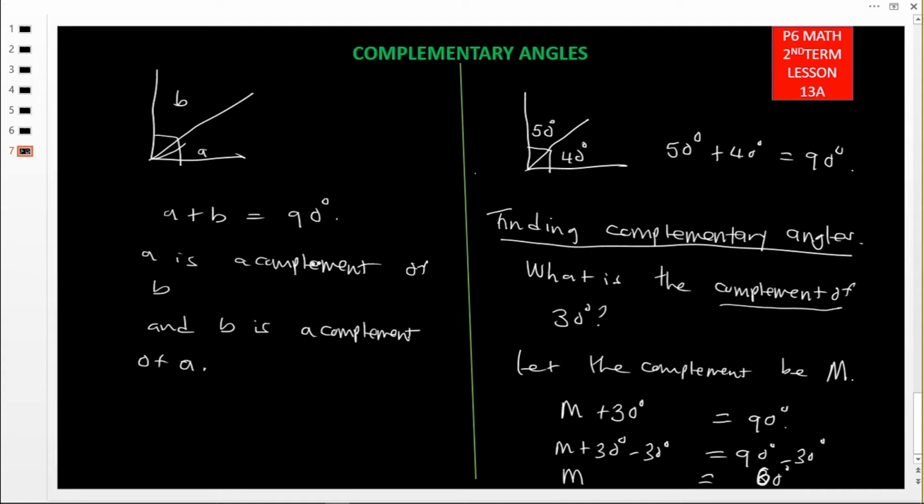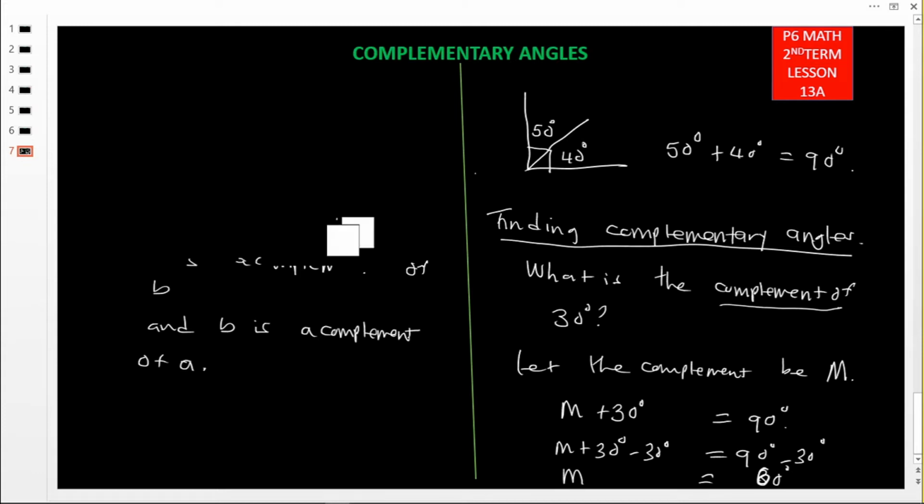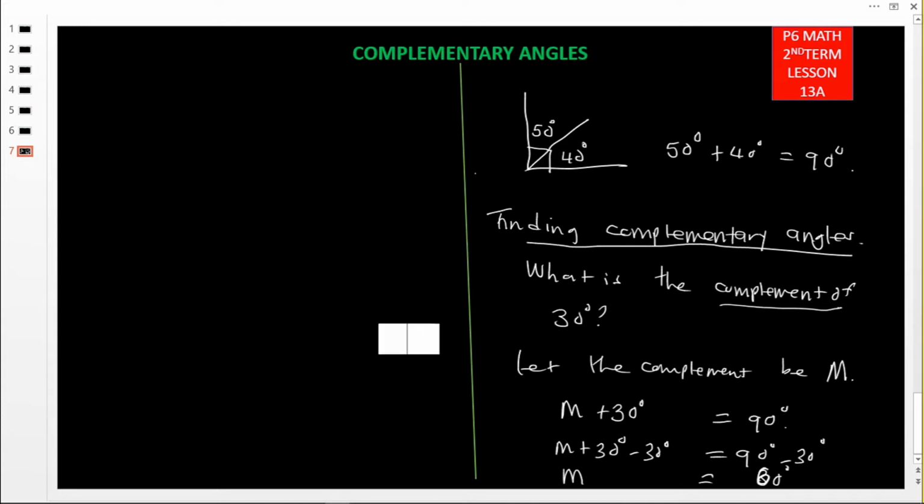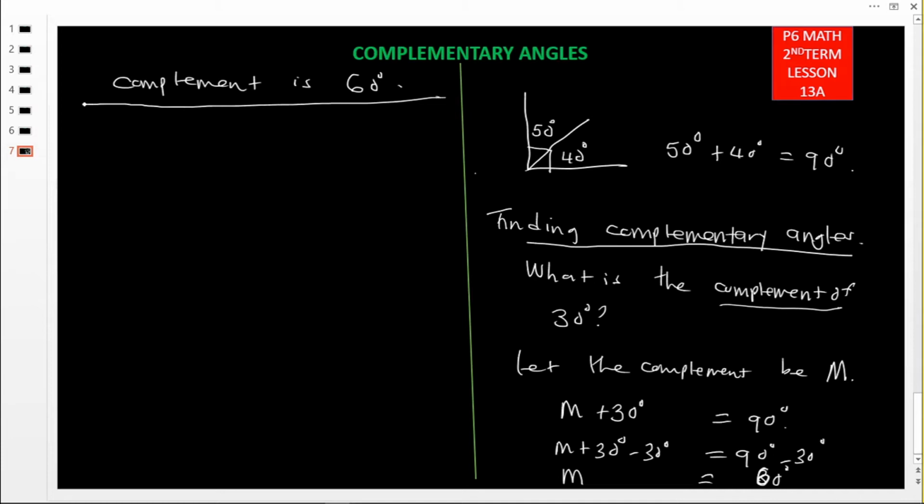Therefore our complement is going to be 60 degrees. Don't leave the answer as M because they have not asked for M. You say the complement of 30 is 60 degrees, meaning that when you add the two of them, they give us 90 degrees.